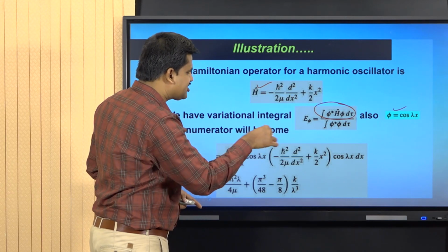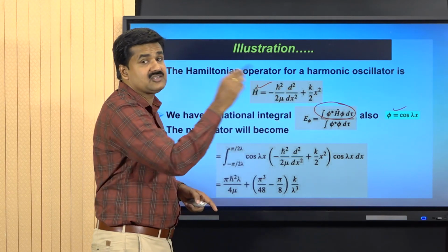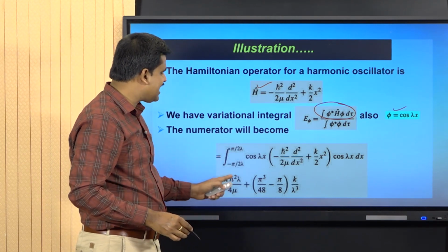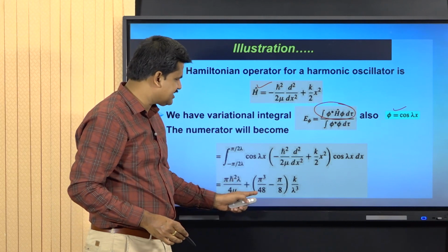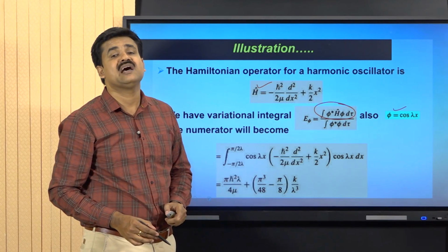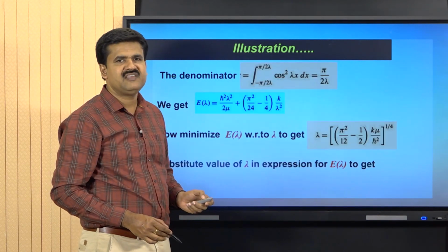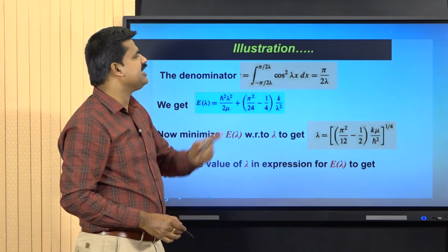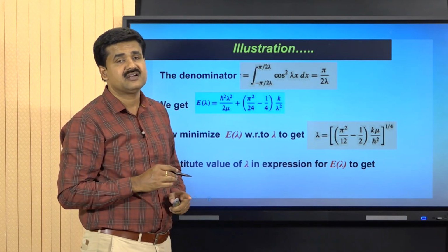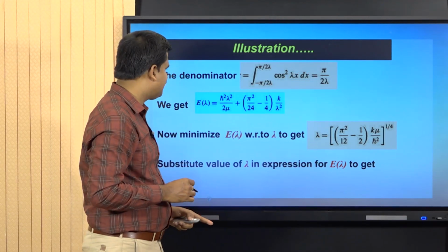On simplification, the encircled numerator part will be changed to pi ħ square lambda by 4 mu plus pi cube by 48 minus pi by 8 into k by lambda cube. Similarly, we can evaluate the denominator also. The denominator is integral phi star phi dx. The denominator will be equal to pi by 2 lambda.